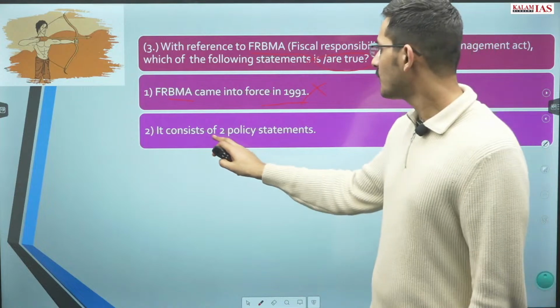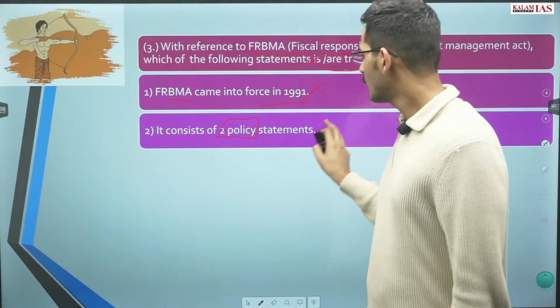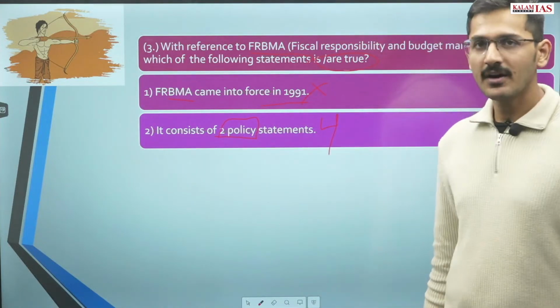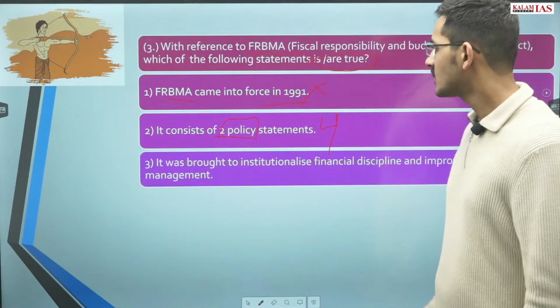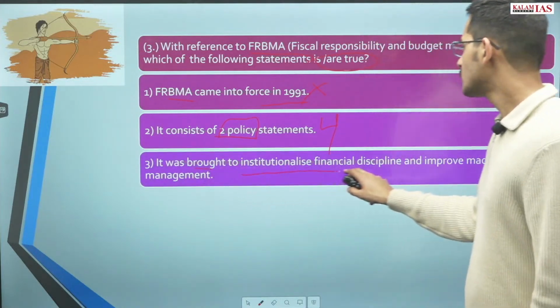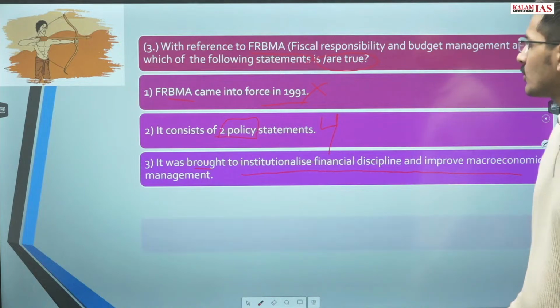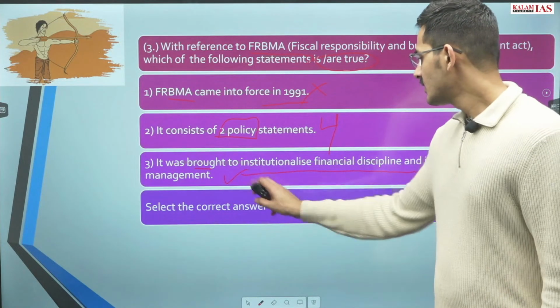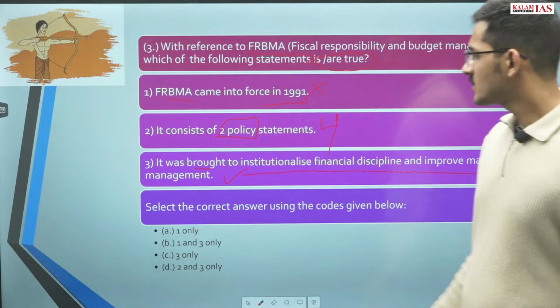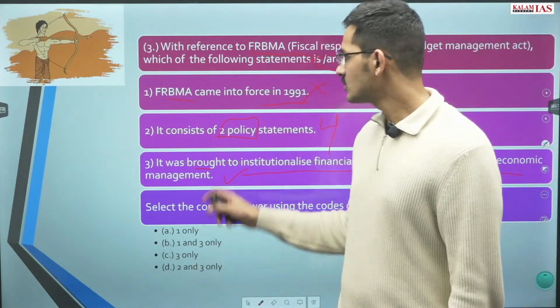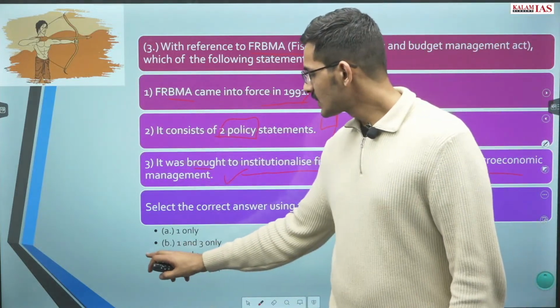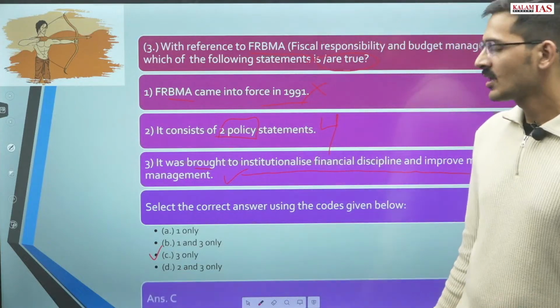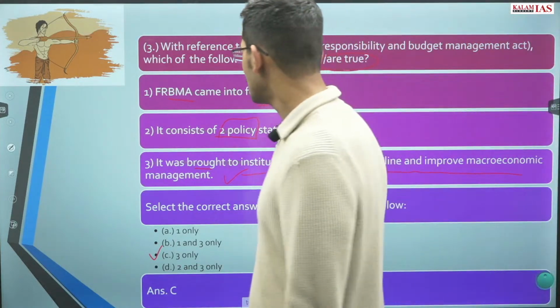It consists of 2 policy statements. No, there are 4 policy statements in the FRBM Act, so this statement is also wrong. It was brought to institutionalize financial discipline and improve macroeconomic management. This one is a correct statement. Now the options are 1, 1 and 3, 2, 3, 2 and 3. We know the first and second statements are wrong, so 3 only is the answer here. So C is the answer for this particular question.